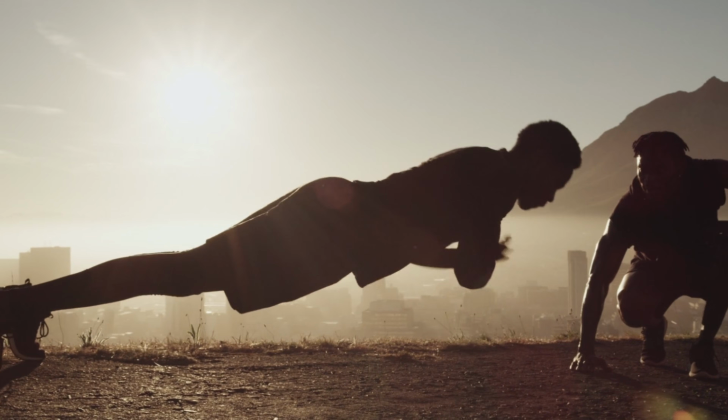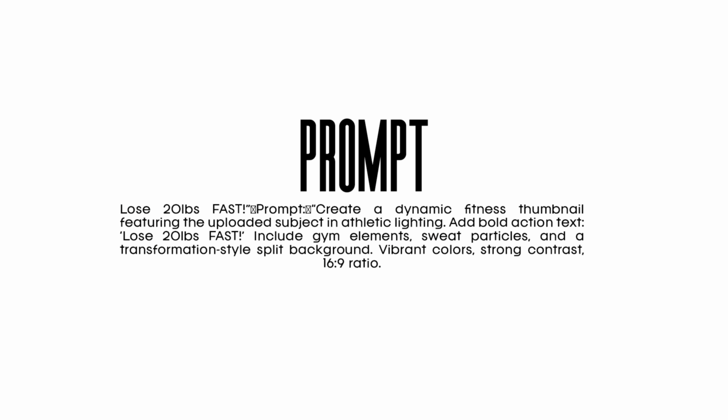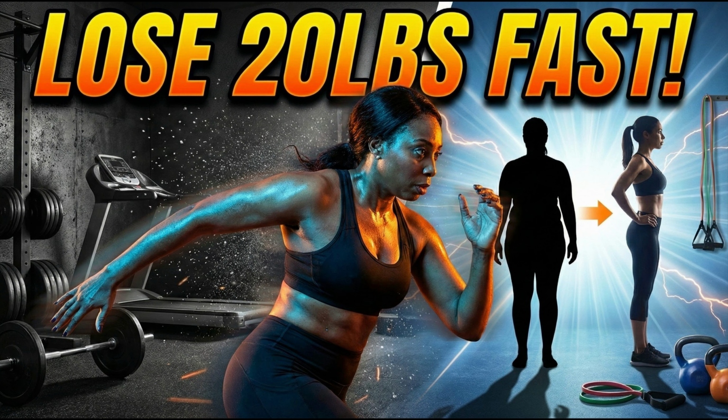Let's use another example. Let's say you share fitness content on YouTube and the thumbnail text is lose 20 pounds fast. I'm showing you here on screen an example of a prompt that was generated using ChatGPT, getting that image generation prompt for the thumbnail. And this right here is the thumbnail or the results that was created from that thumbnail image generation prompt.